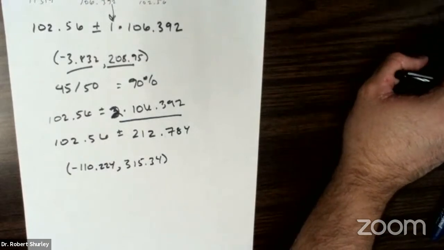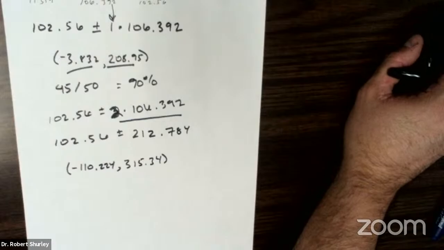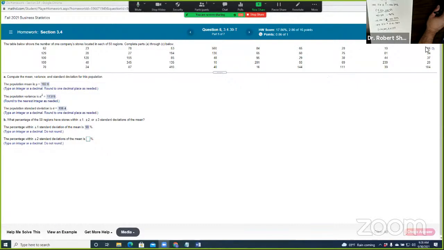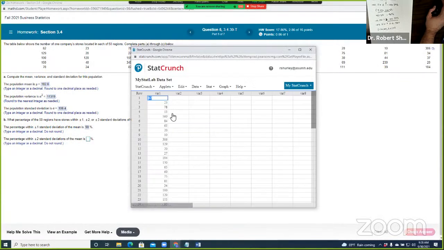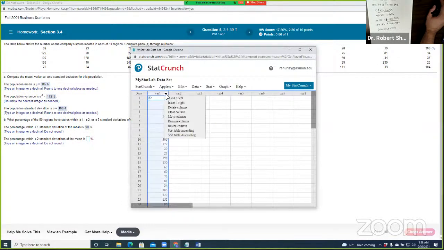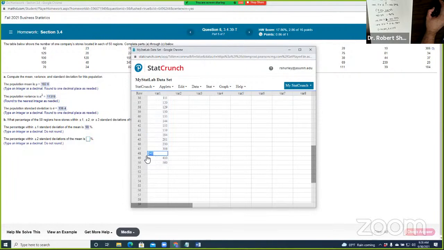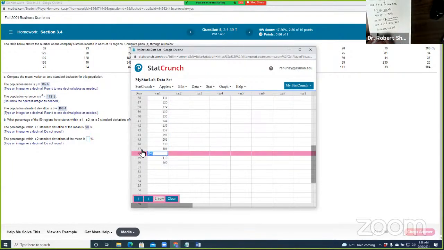So now I'm going to go back to my column over here in StatCrunch. Let me share my screen again. I'm going to go back to my column in StatCrunch, and I'm going to do the same thing. Let's sort this in ascending and see how many are outside of our interval. So our top number is 315. Oh, there's only 3 outside of our interval now. So that means 47 out of 50 are going to be within our interval.